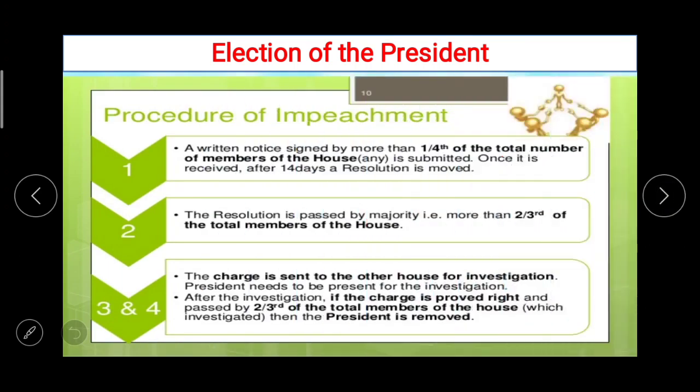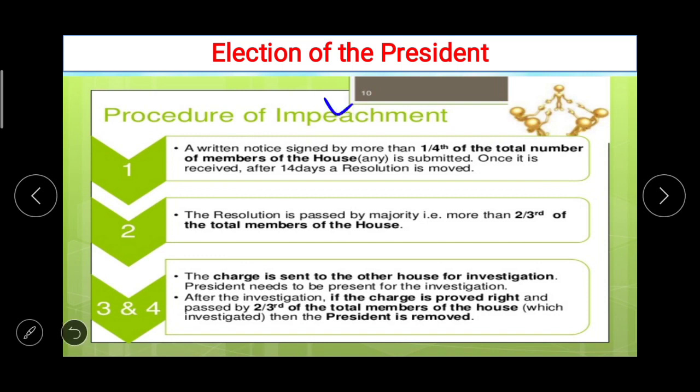The responsibility of protecting the Constitution is shouldered by the president. But if any act of the president violates, it means if it is breaking a rule or an agreement, then the constitution has the authority to remove the president, and for this the process is known as impeachment. So, the procedure of impeachment.